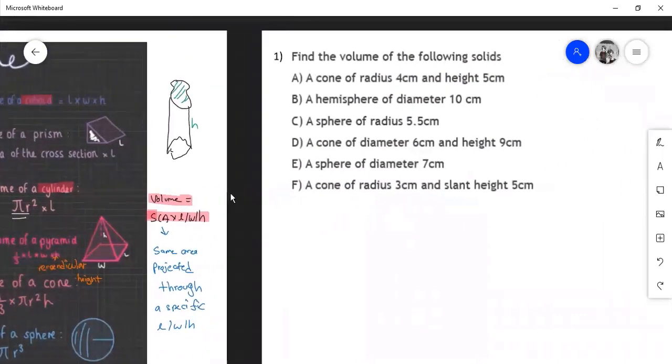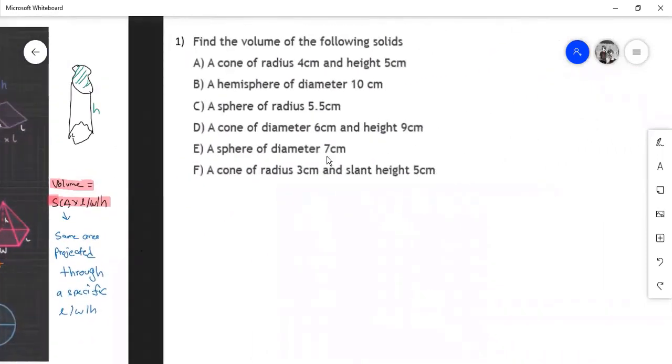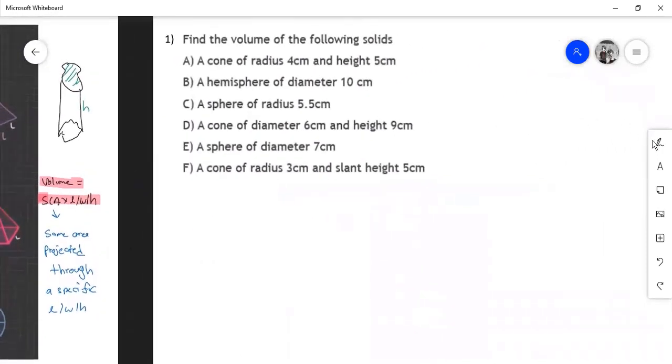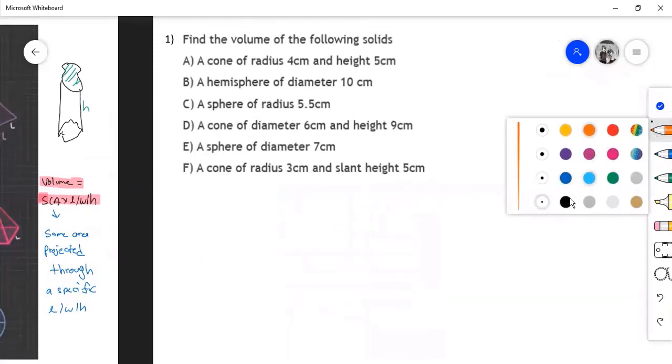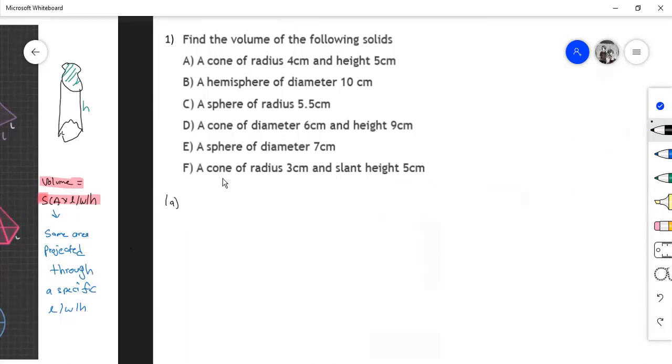So I'll just choose a few shapes to show you how the formula is implemented in this question. Let me just choose a good color. Okay, now for question 1a. So in question 1a, what do I have actually? Okay, 1a, they want you to find a cone with a radius and a height. So they want you to find the volume. Read the question first. They clearly mentioned they want you to find the volume. So I guess we'll find the volume first.